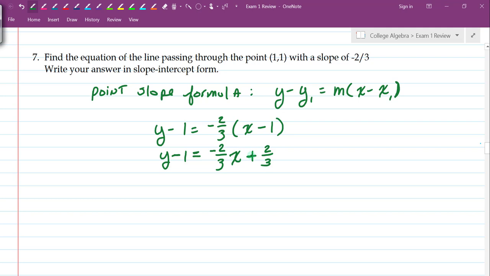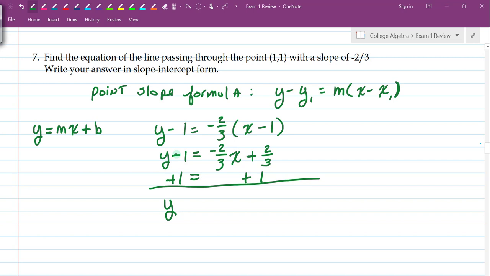Alrighty, and now all we have to do is move our 1 over here, and then we'll be in slope-intercept form, because slope-intercept form says y is equal to mx plus b. Okay, so that's the slope-intercept form. So we will add 1 to both sides of the equation.